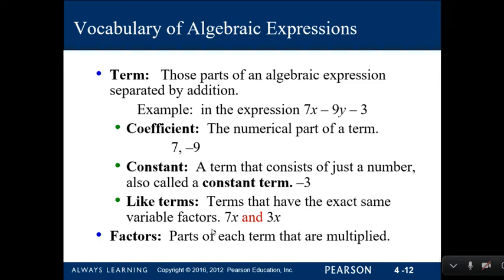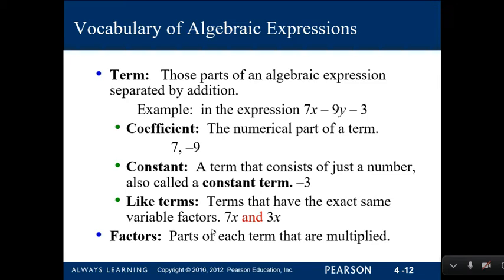A constant is the number part that doesn't have a variable. So negative 3 is the constant. Okay, it's a constant because we know what that number is. It doesn't have a variable attached to it that could change. Negative 3 is negative 3.